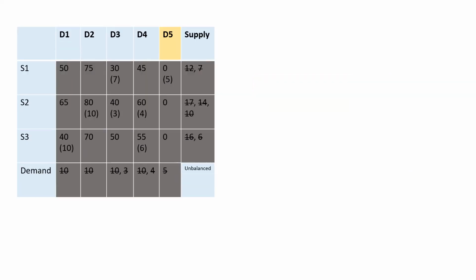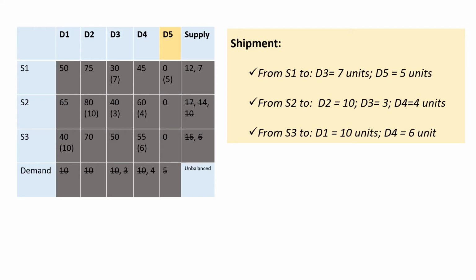Then we can interpret it as: from S1, 7 items go to D3 and 5 items go to D5. Actually, this cannot happen because it is a dummy variable and there is no transportation in the dummy. So these 5 items are just not transported from the origin. They remain in the origin. Because the supply is greater than the demand, there is a leftover of 5 in S1.